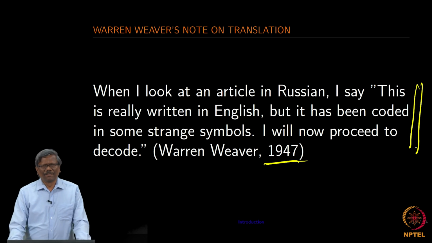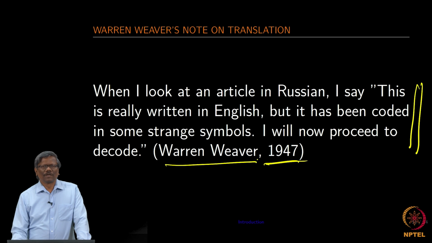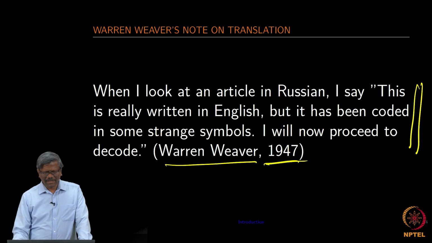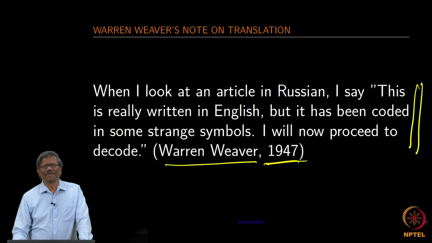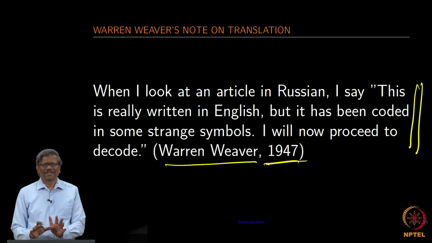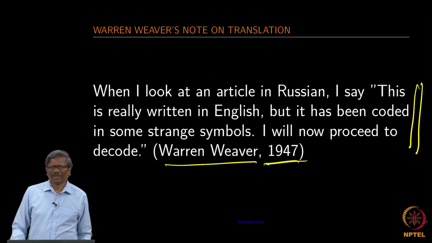So, this is by Warren Weaver, a researcher. In 1947 he said, when I look at an article in Russian, I say this is really written in English, but it has been coded in some strange symbols. I will now proceed to decode. Okay. So, this is what really started the machine translation in a big way.